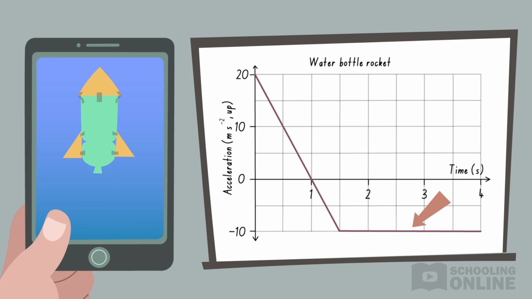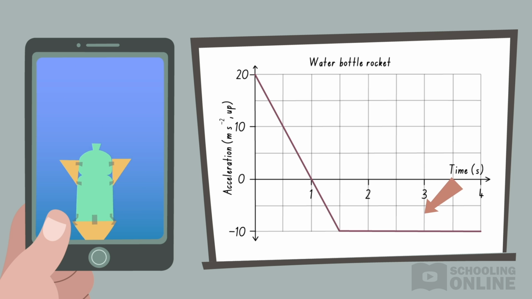From 1.5 to 4 seconds, the rocket accelerates at minus 9.8 metres per second squared. After running out of fuel, it accelerates downwards due to gravity. If you are ever stuck in an exam, you can draw diagrams like these to help you interpret graphs of motion.